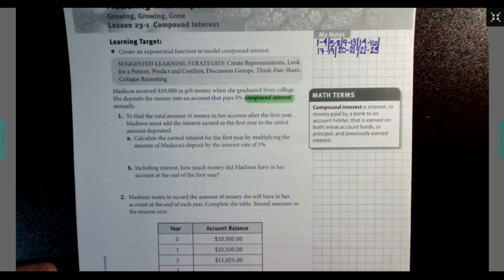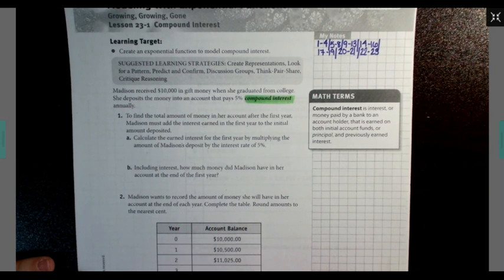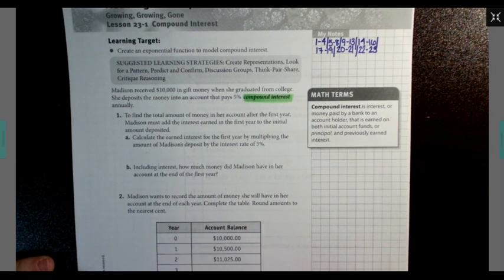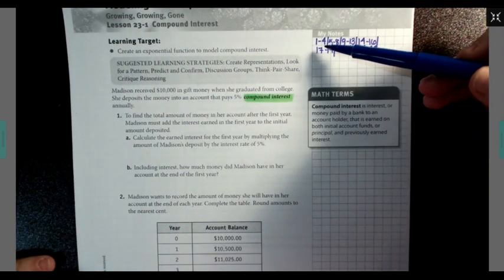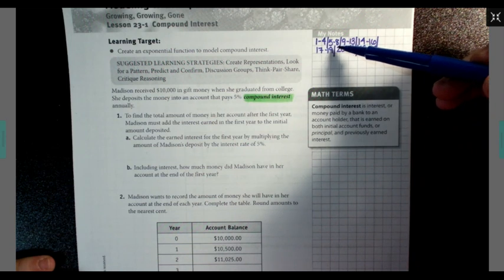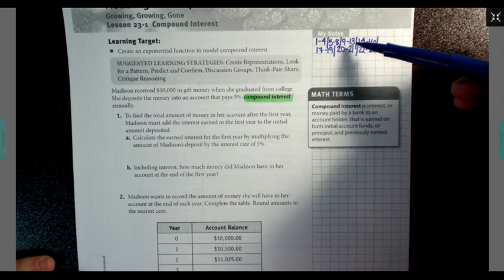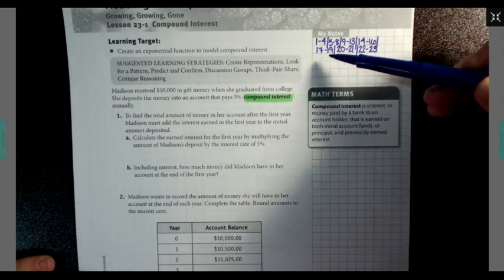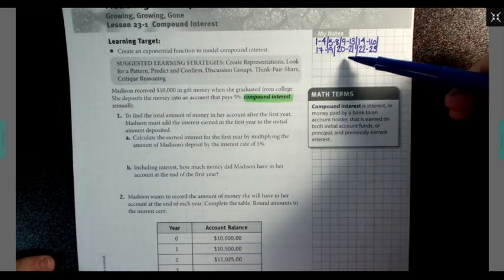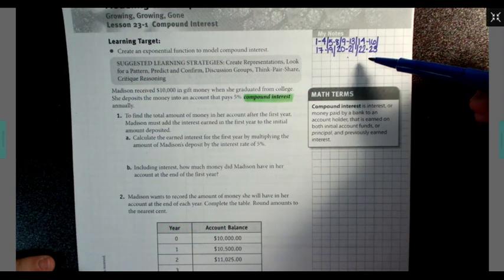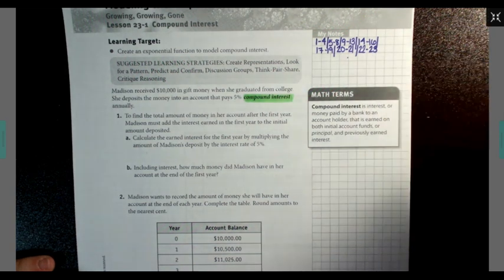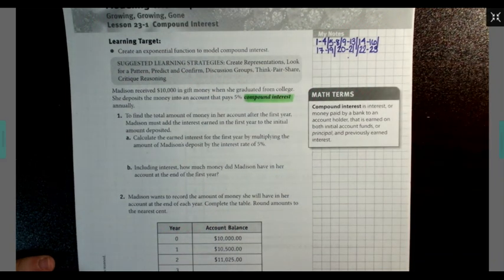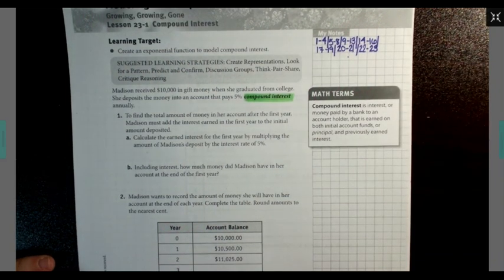Today we're going to cover lesson 23-1, compound interest. This lesson will be split into 7 sections. We will cover questions 1 to 4, questions 5 to 8, 9 to 13, 14 to 16, 17 to 19, 20 to 21, and 22 to 23. You will definitely need to make sure you have your graphing calculator available for this lesson. Let's go ahead and get started.